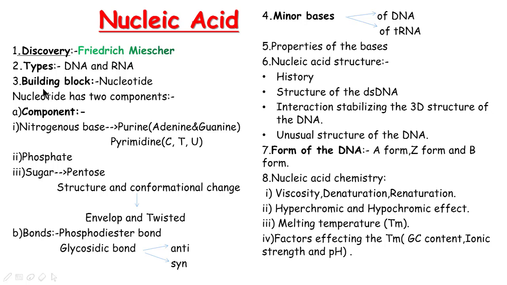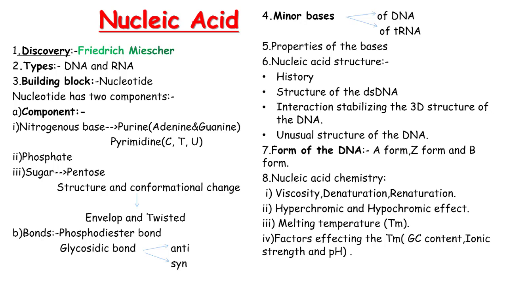What is the building block? That is the nucleotide, and the nucleotide is divided into components. What are the components? The first is the nitrogenous bases. What are the nitrogenous bases? It is the purine and the pyrimidine. The purine contains two parts, the adenine and the guanine, while the pyrimidine contains cytosine, thymine and uracil.